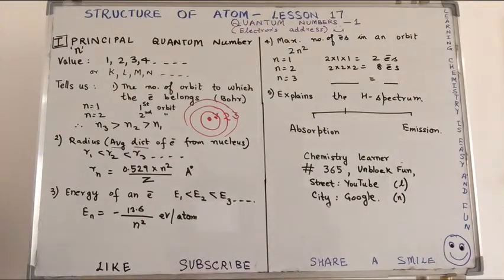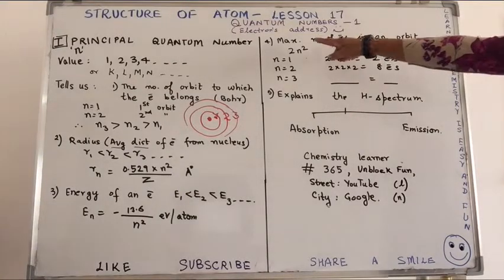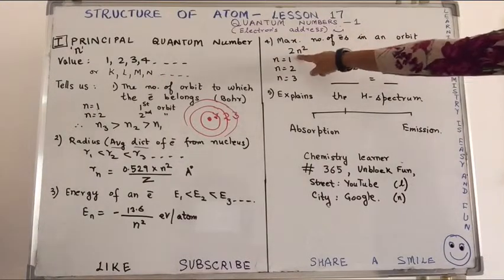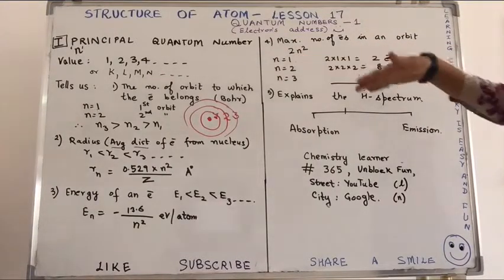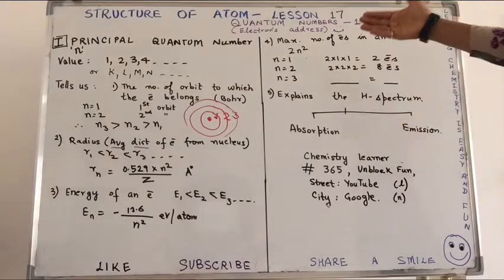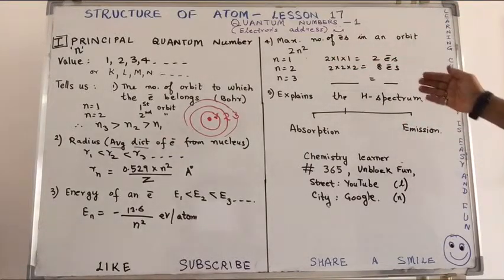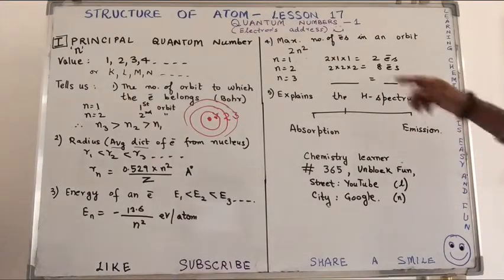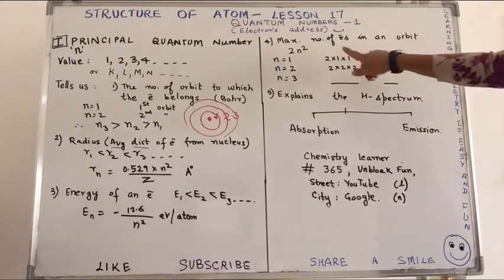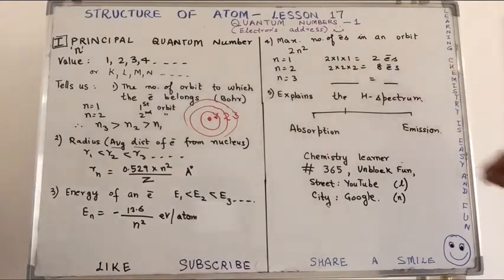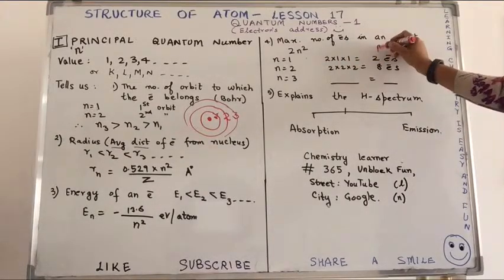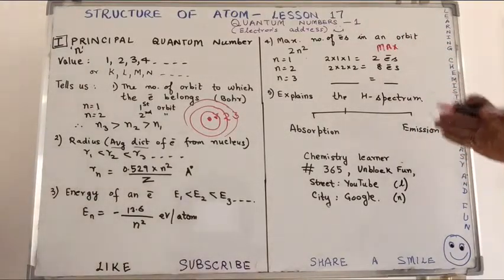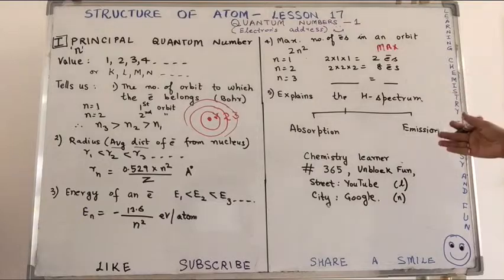Fourth point. What does n tell us? The maximum number of electrons in an orbit, given by 2n square. Now this is a very simplified version. We shall be proving this correct as we advance in our learning and go on to the fourth quantum number. So for n equals 1, the maximum number of electrons. Please understand here, it's the maximum number of electrons. It can be less than that, but it cannot be more than that.